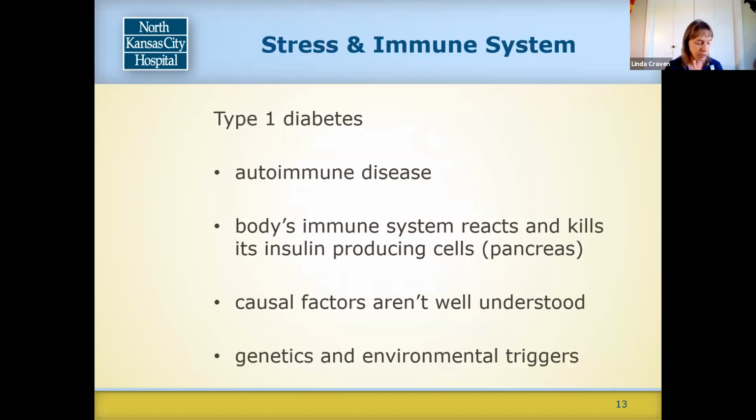I threw these 2 in just briefly to kind of run through them really quickly. Type 1 diabetes, we know, is an autoimmune disorder or disease. The body's immune system starts reacting and it kills its insulin-producing cells. So we have cells called beta cells that are located in the pancreas. When we have type 1 diabetes, for whatever reason, our body attacks those beta cells and it destroys them, so we're not able to make our own insulin. So with type 1 diabetes, you will have to take insulin to live long term. It's required. There's no pills at this point that treat type 1 diabetes.